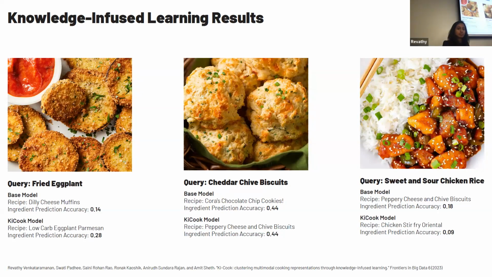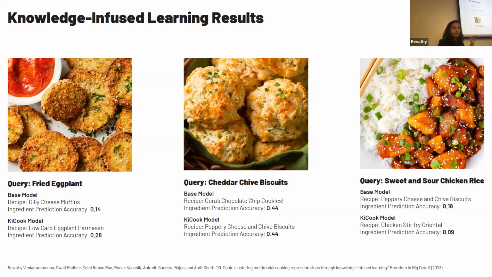For example, when we take fried eggplant, the base model retrieved Dilly cheese muffins as the relevant recipe text, whereas the KI Cook model identified it as low carb eggplant parmesan. Similarly, for cheddar cheese chive biscuits, the KI Cook model guessed peppery cheese and chive biscuits, whereas the base model guessed chocolate chip cookies. And the same goes for the last one as well. So this shows the importance of knowledge in guiding the model training process as well, where we use the neural component heavily and a little bit of symbolic component in these entity extractions.